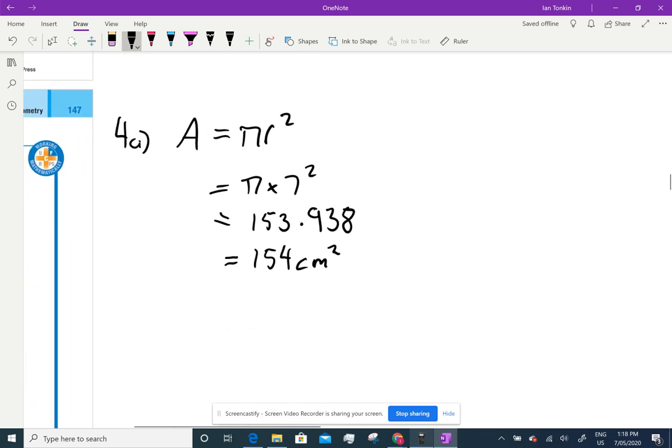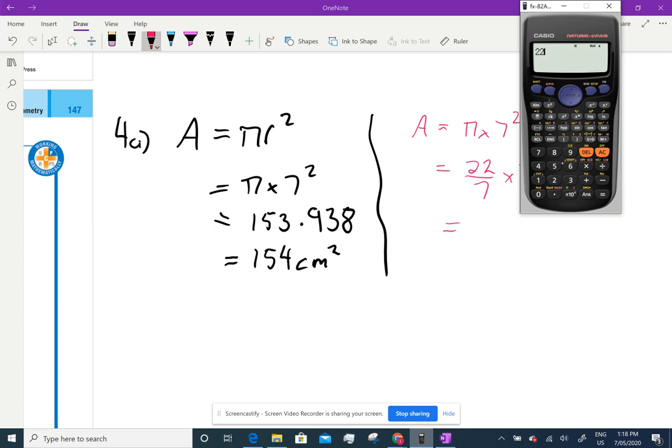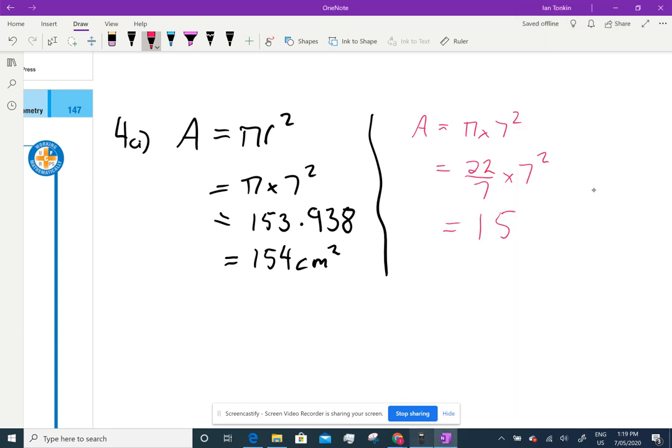Now, if you use the 22 on 7, if you use the measurement they had, area equals pi times 7 squared. Well, 22 on 7, that's what Archimedes worked out pi to be. And I go, oh, 22, I better do it as a fraction, 22 on 7 times 7 squared. 154 exactly. Centimetre squares.